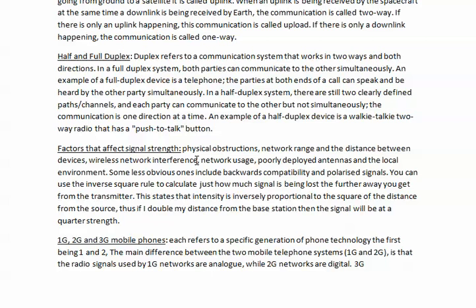You can also calculate how much signal is being lost the further away you get by using the inverse square rule, which states that intensity is inversely proportional to the square of the distance. So, if I double my distance from the base station, then the signal will be at quarter strength.